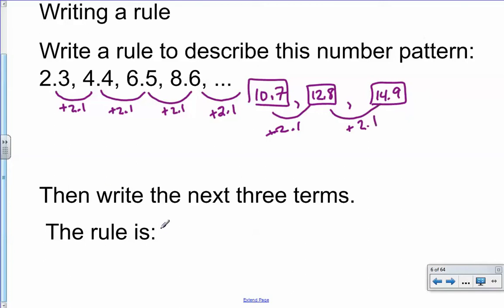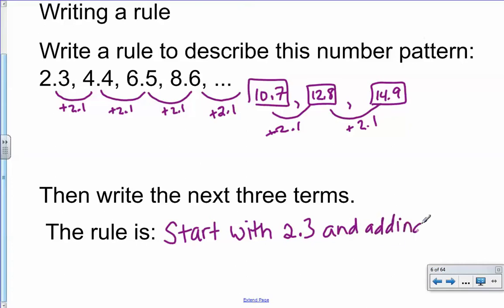So what can we say our rule is? Well, our rule is we are starting with 2 and 3/10 and adding 2 and 1/10 repeatedly. So this is how we write a rule. So mathematically we know what's happening, then what's the rule that we're going to follow out in words?